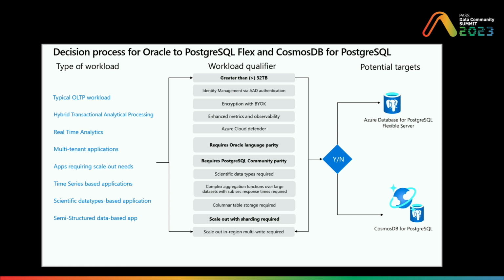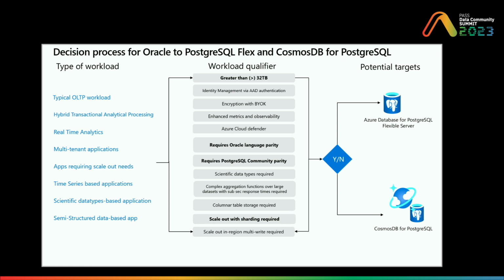So from a decision process point of view, this also helps us understand, as I was talking about a couple of points, what your workload is and what your workload qualifier is, based on pattern. Let's take a very simple example. If any of our customers says, I'm planning to migrate from Oracle to PostgreSQL or Cosmos DB for PostgreSQL, how can I make a choice between these two? Both are literally the same service from a customer point of view, and they are not wrong.